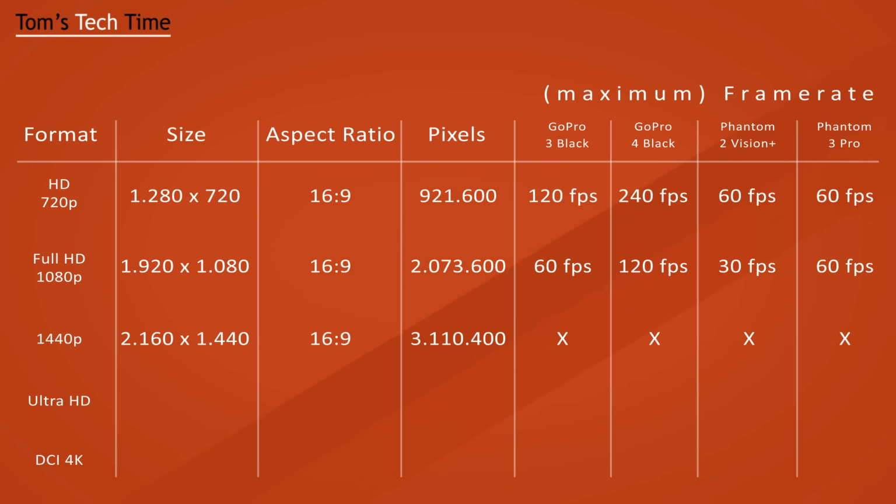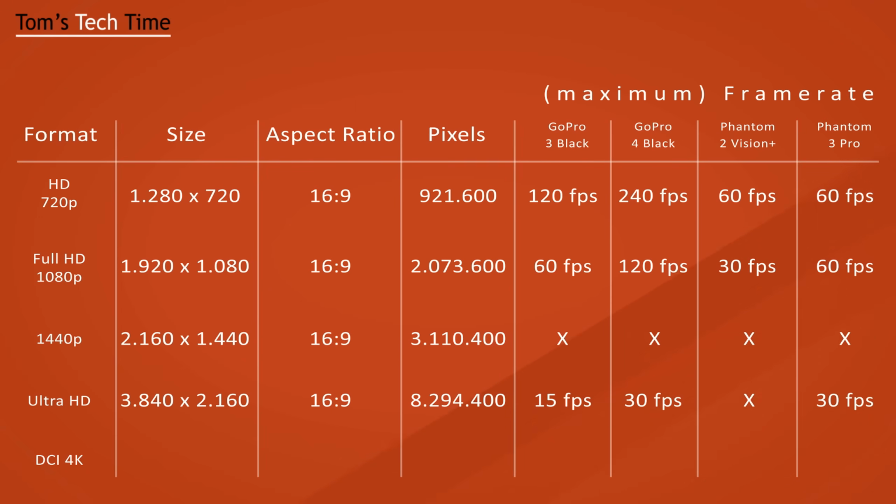Next, let's talk about UHD, which stands for Ultra HD. Its size is 3,840 x 2,160 and it has a normal aspect ratio of 16:9 as well. An image recorded in Ultra HD consists of 8,294,400 pixels. With the GoPro Hero 3 Black, you can record Ultra HD with up to 15 frames per second, which is kind of useless because it will behave and look like a flipbook. With the GoPro Hero 4 Black, you can record in Ultra HD with a maximum of 30 frames per second. With the Phantom 2 Vision Plus, you cannot record Ultra HD at all, and with the Phantom 3 Professional, you can record Ultra HD with a maximum of 30 frames per second.